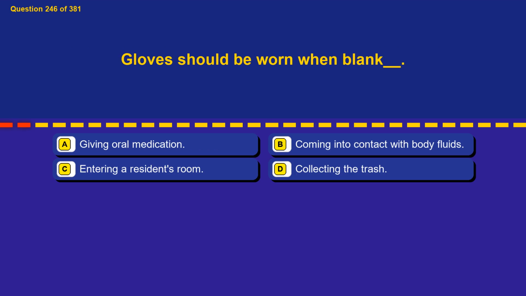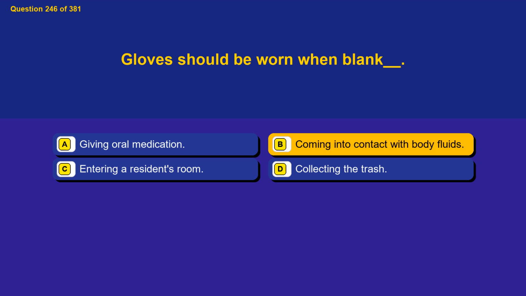Question 246. Gloves should be worn when blank. Option A, giving oral medication. Option B, coming into contact with body fluids. Option C, entering a resident's room. Option D, collecting the trash.